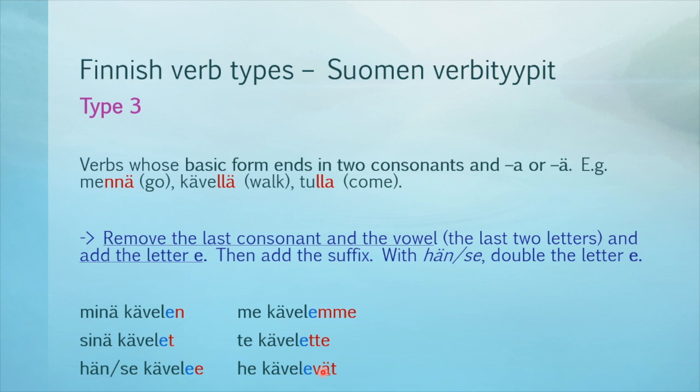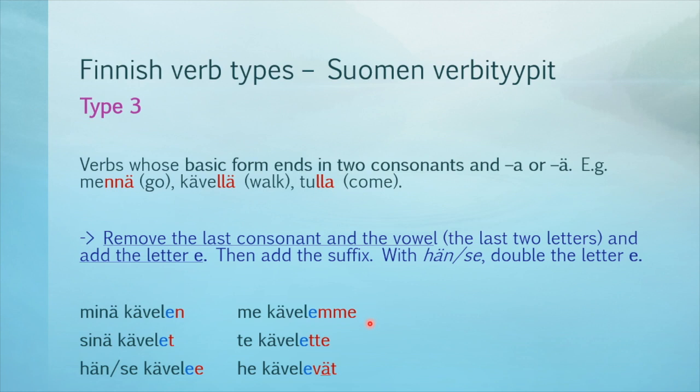Type 3 verbs end in 2 consonants and either a or ä in their basic form. For example, mennä, meaning go, kävellä, meaning walk, and tulla, meaning come. So how to get the verb forms used with pronouns? You need to remove the last consonant and the vowel, so the last two letters. And then you add the letter e. And then you add the suffix. With hän or se, you need to double the letter e.